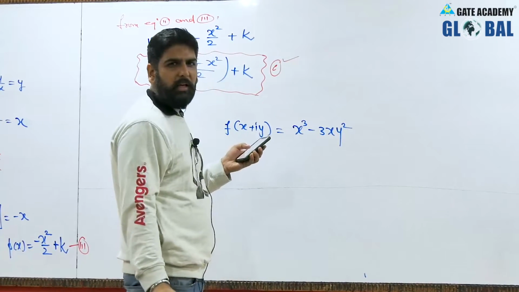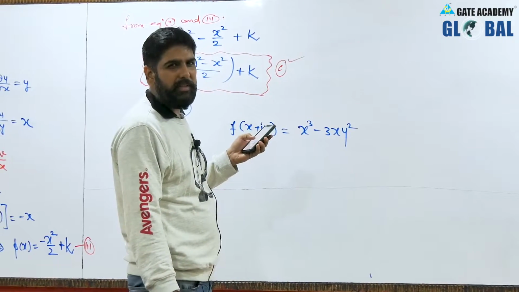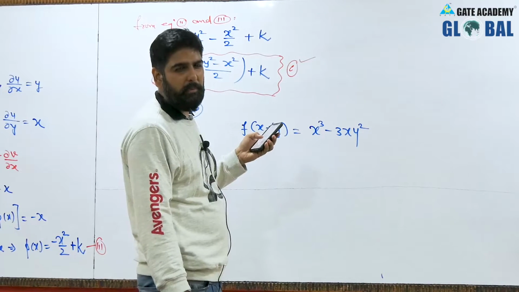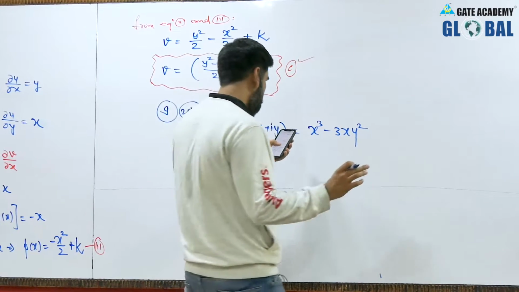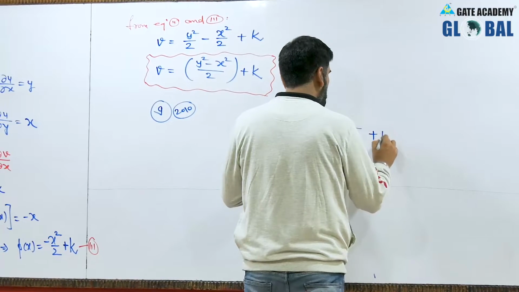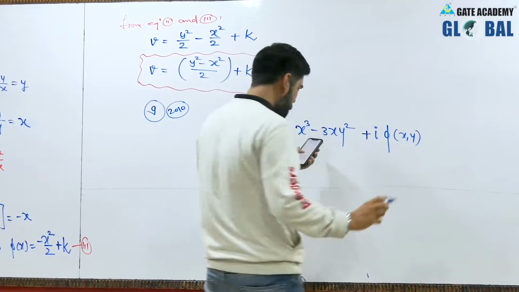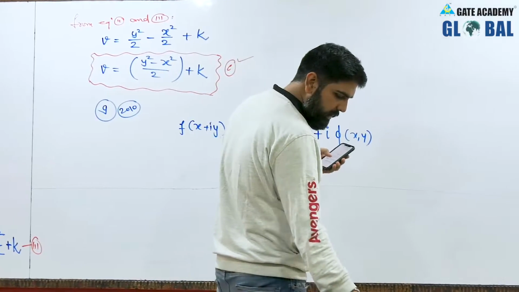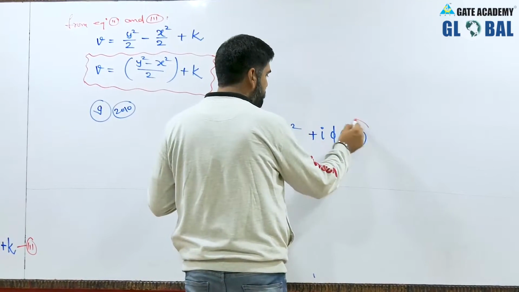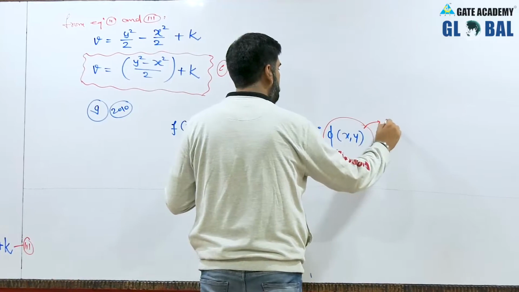Okay, it is looking like the previous example, the z power 3, remember. Okay, I am having plus i phi of xy. So this is what our imaginary part. So here we need to evaluate our imaginary part. Fine. This is nothing but part v.